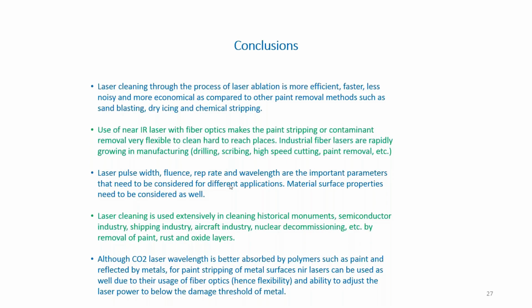And although CO2 laser wavelength is better absorbed by polymers such as paint and reflected by metals, for paint stripping on metal surfaces, NIR lasers such as fiber lasers can be used as well due to their usage of fiber optics and ability to adjust the laser power to below the damage threshold of metal.